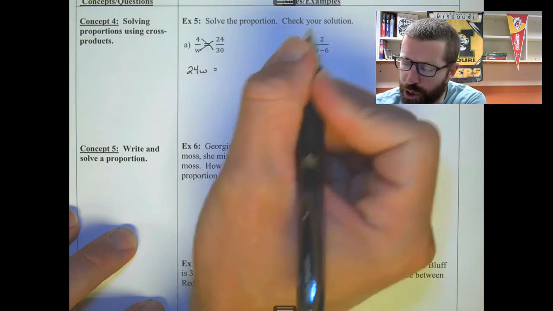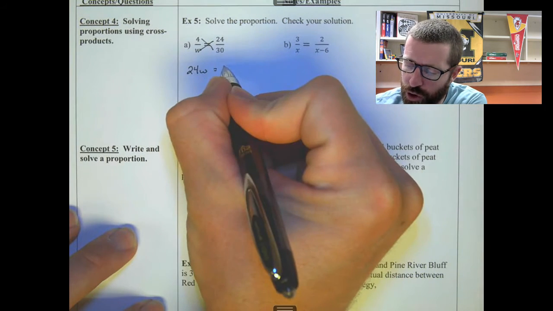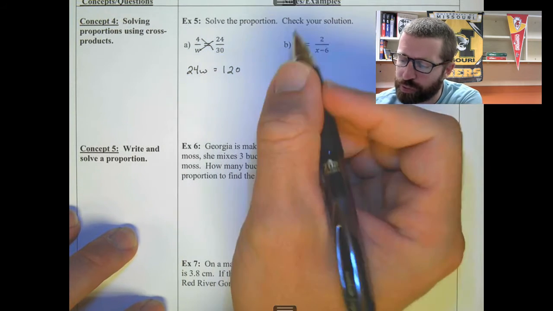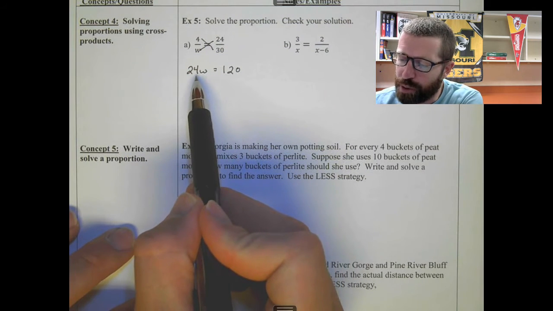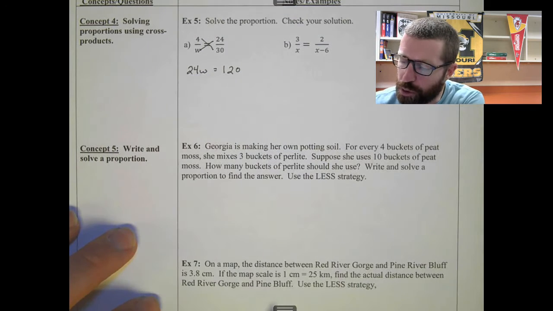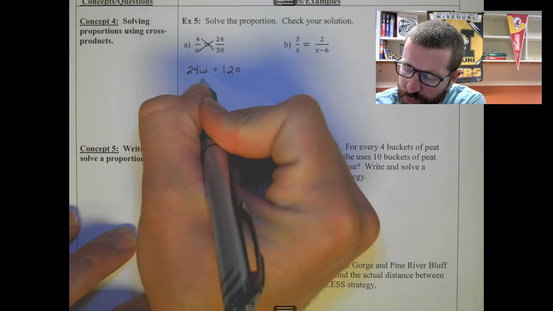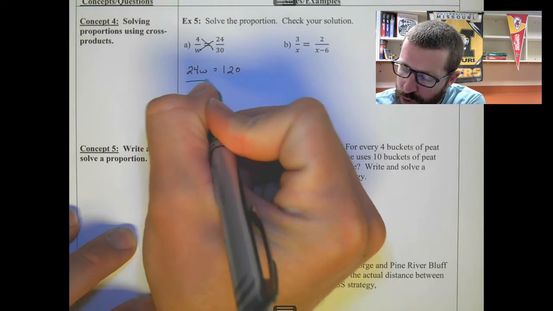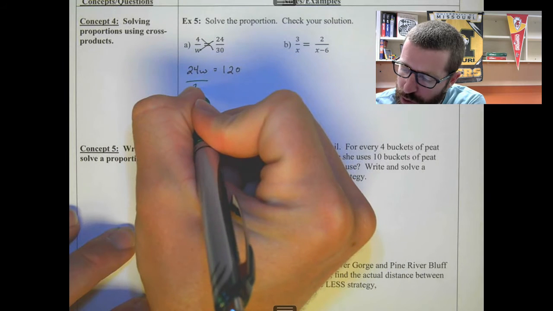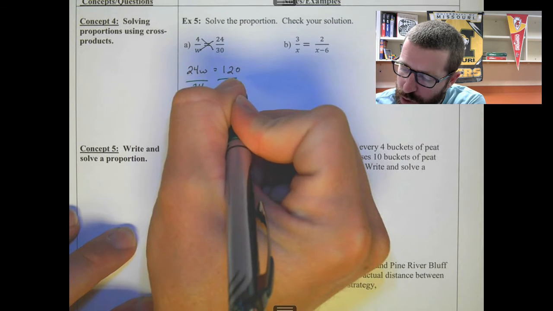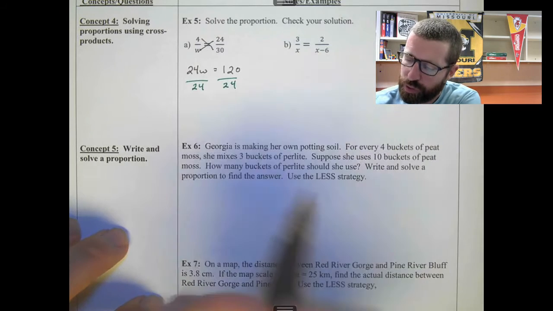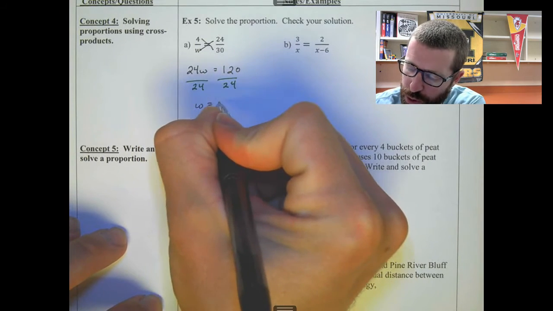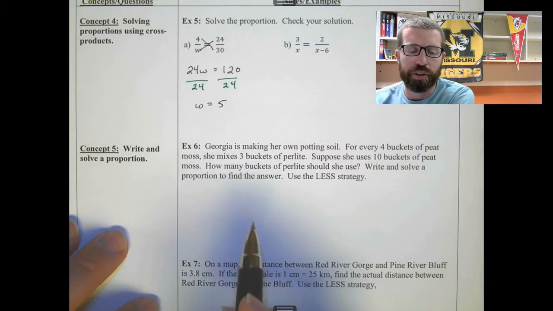I'm not sure if I said that right earlier. 4 times 30 is 120. And then you need to divide by 24 on both sides to get w by itself. So then you just solve like normal. And I believe it's 5. So w is equal to 5.